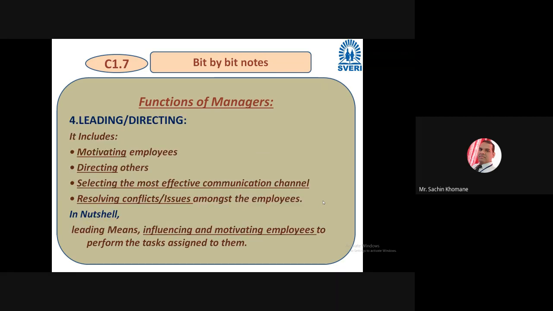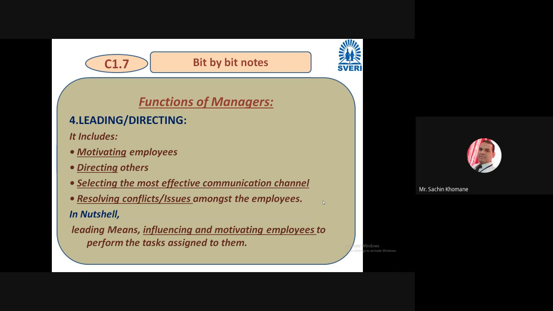The next function of a manager is leading or directing. Leading and directing, same meaning. Giving direction to an employee means directing. Leading the team means leading. Leading a particular team or handling the people from a team is leading. If you utter the word leading or directing, people feel like, I am the boss, I am the right person in this particular group.